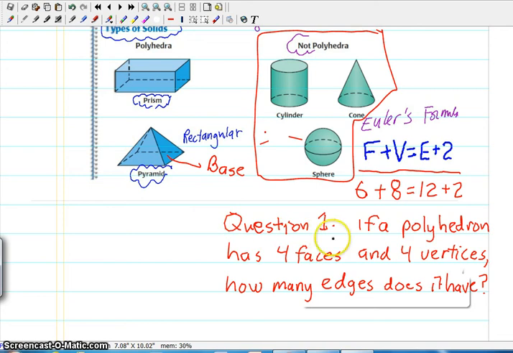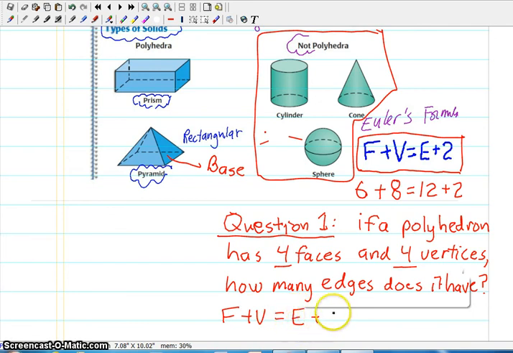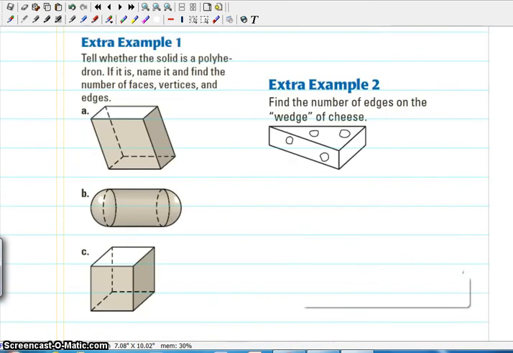Okay, it's time for question 1. So, using our formula, faces plus vertices equals edges plus 2, if a polyhedron has 4 faces and 4 vertices, how many edges does it have? So go ahead and calculate that using F plus V, faces plus vertices equals E, edges, plus 2. Alright, rolling on.